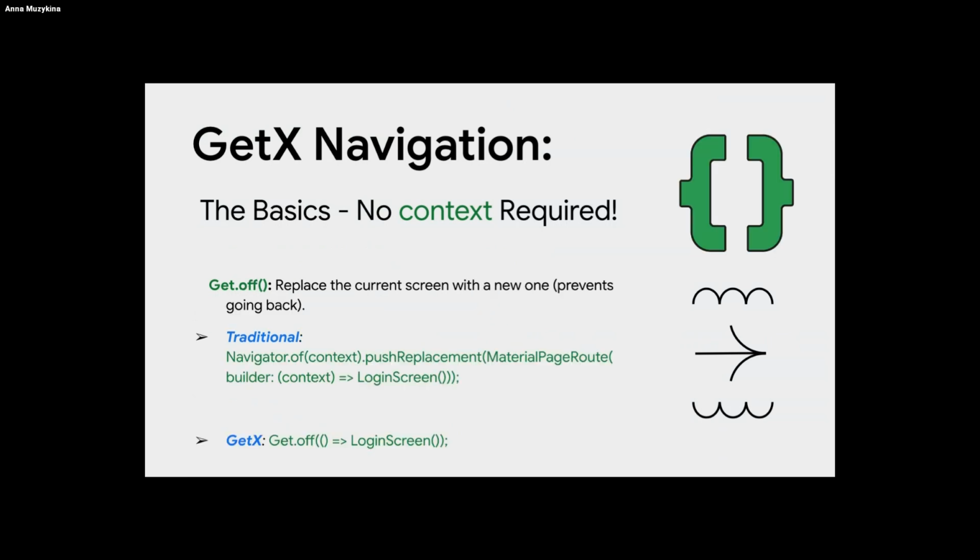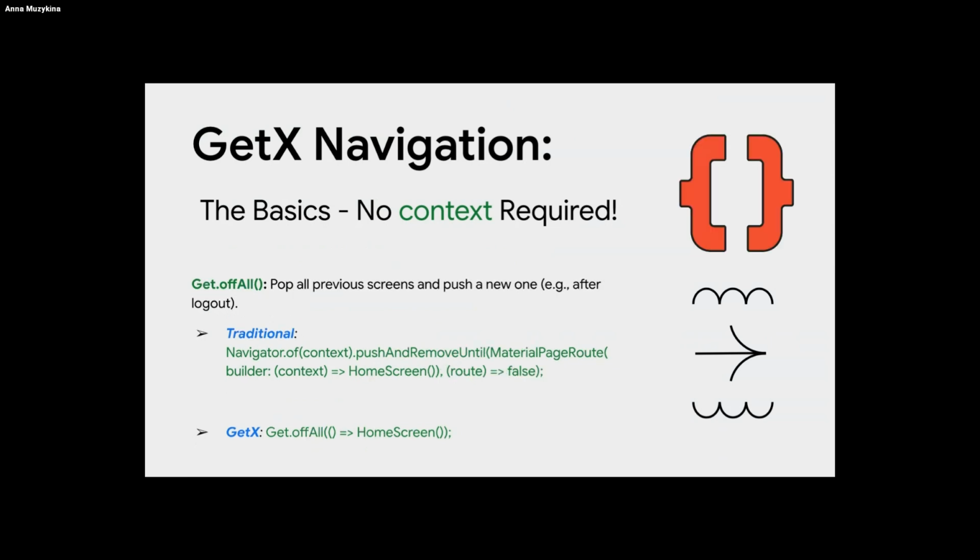Get.off. Sometimes you want to navigate to a new screen, but prevent the user from going back to the screen they just left. Think of a login screen. Once you logged in, you don't want your user to go back to the login page. So Get.off handles this, replacing the current route. Get.offAll, very useful.